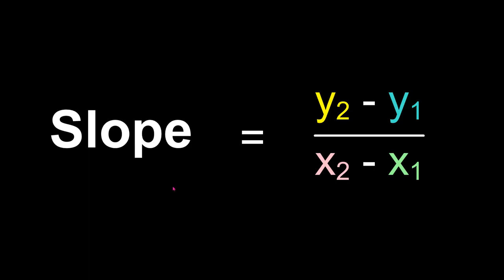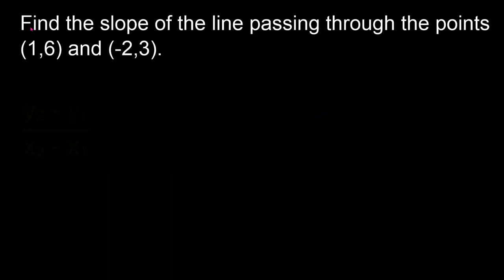Let's look at finding the slope using the slope formula, which is y2 minus y1 divided by x2 minus x1. Let's look at an example. Here we want to find the slope of the line passing through the points (1, 6) and (-2, 3).